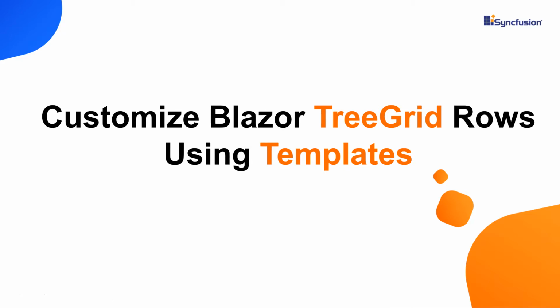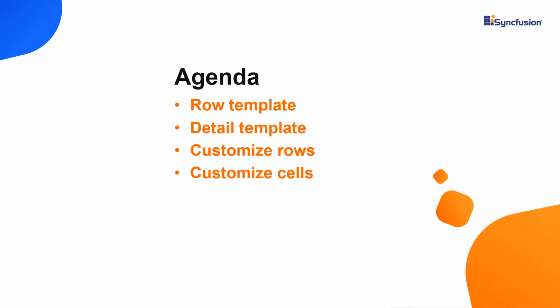Hi everyone, welcome back. In this video, I'm going to show you how to customize rows in a Blazor TreeGrid using templates. I will also show you how to customize a row using the RowDataBound event and customize a cell using the QueryCellInfo event. Let's start with the coding part.